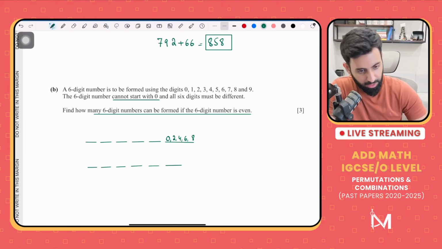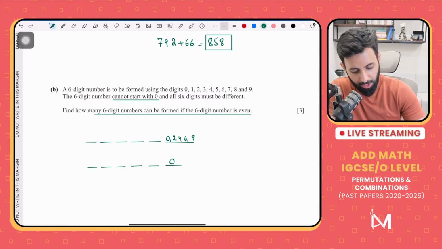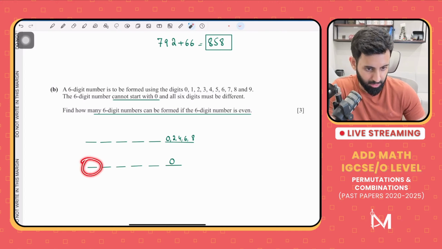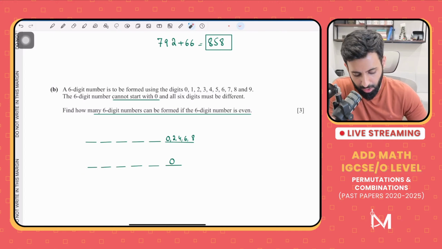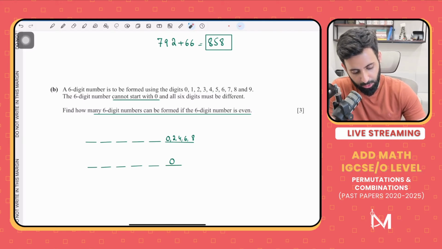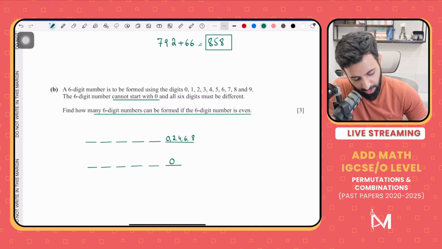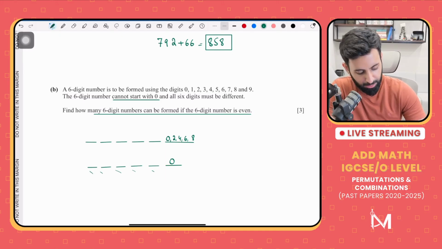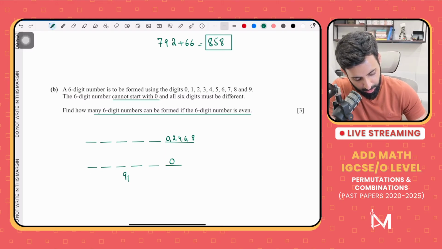So if I fix 0 as the last digit, I don't have to worry about what the first digit is. The first digit can be any number except 0, and the end result will be a 6-digit number that is even. Now, how many numbers do we have? We have a total of 10 numbers, but we have already used 1, so now we're down to 9. And how many places to fill? 1, 2, 3, 4, 5. We have 5 places to fill, so we have to arrange 5 of them. So that would be 9P5.